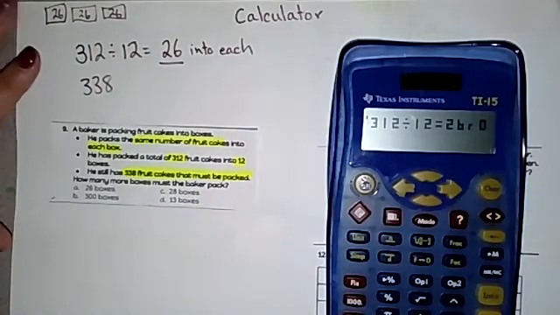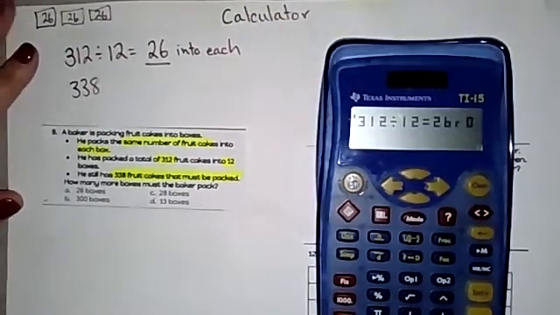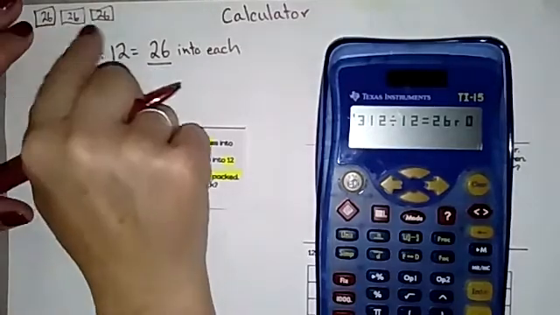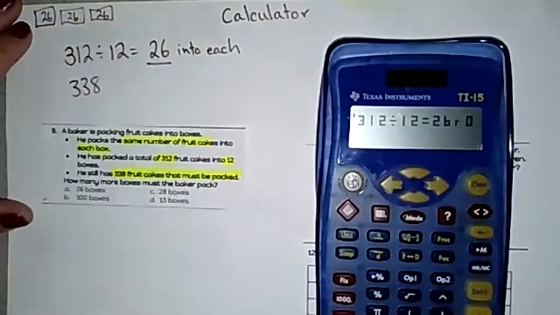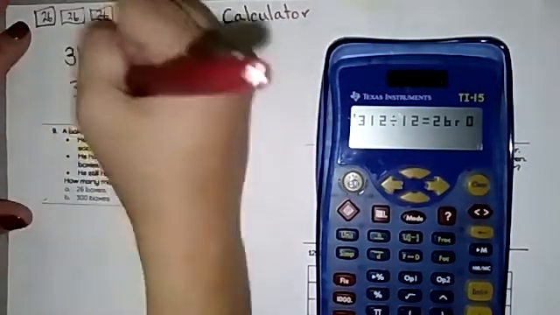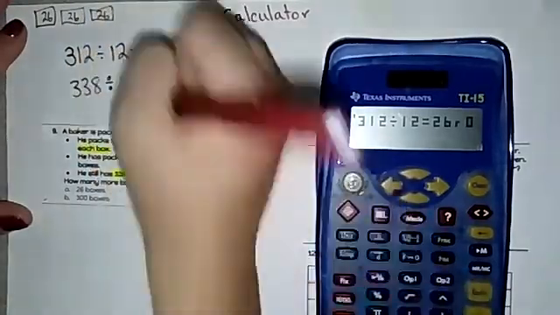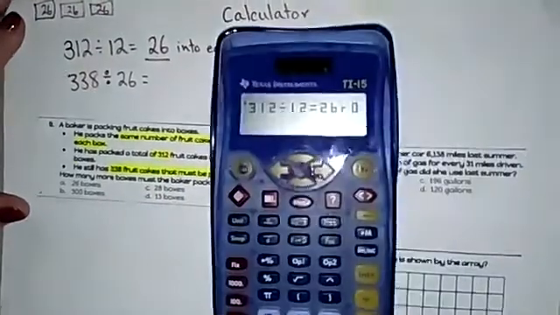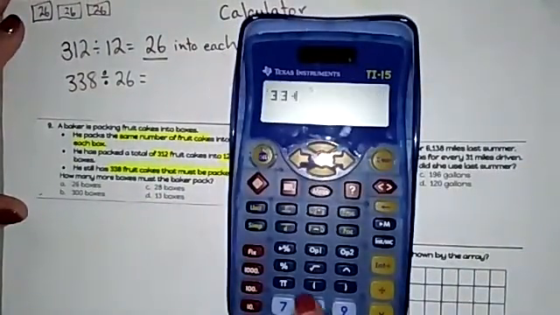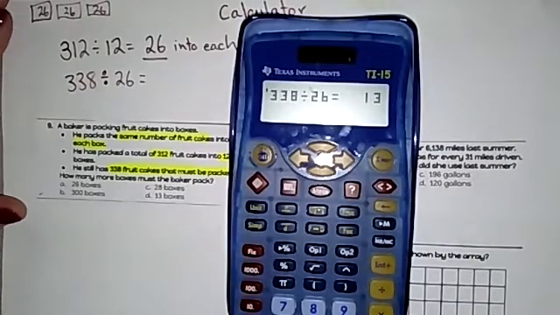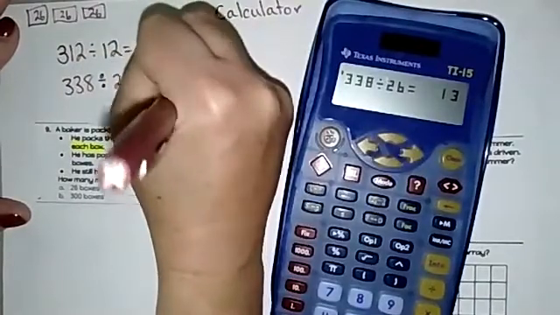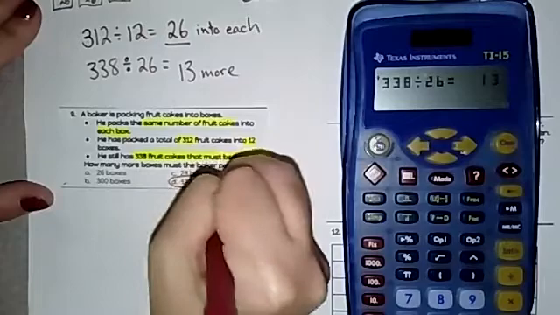Well, how many's going into each box, Sam? We already said how many's going into each box. How many in each box? 26. So divide 338 into 26 in each, and let's see, use your calculator. 338 divided into 26 in each box, and you're going to have how many more boxes? 13 more boxes. Okay, and there is your answer.